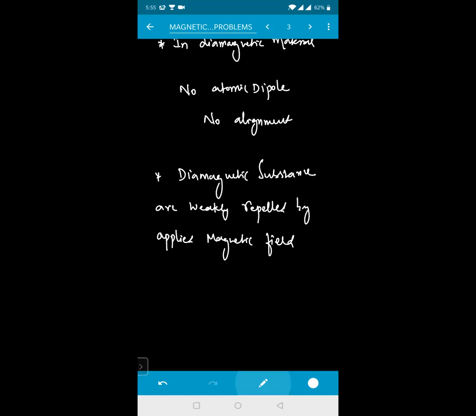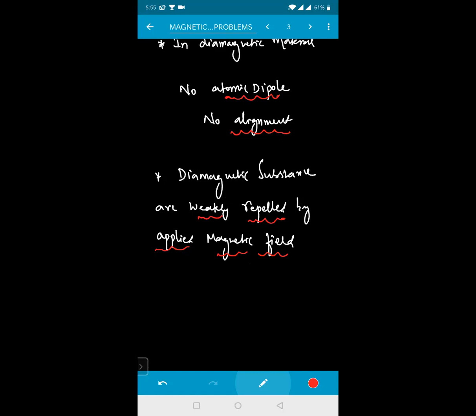If some magnetic dipoles are already present, and you keep it in a magnetic field, then only it will get magnetized. So in diamagnetic material there are no atomic dipoles, so there will be no alignment, isn't it? When there is no alignment, they are weakly repelled by the applied magnetic field. Is that clear? So that was the basic condition you need to remember.